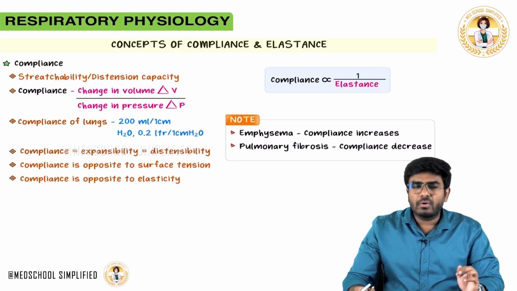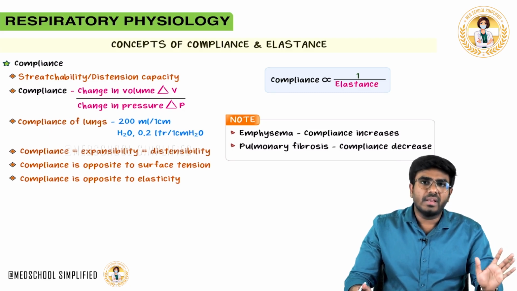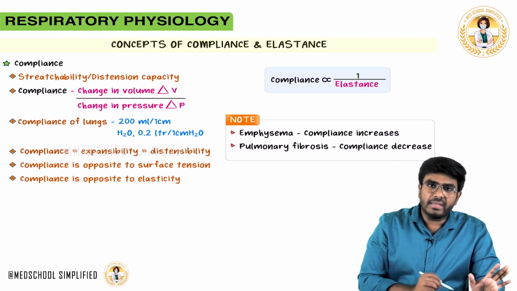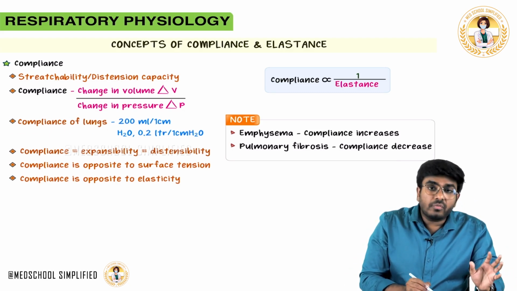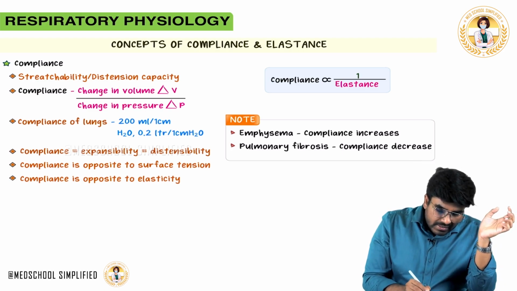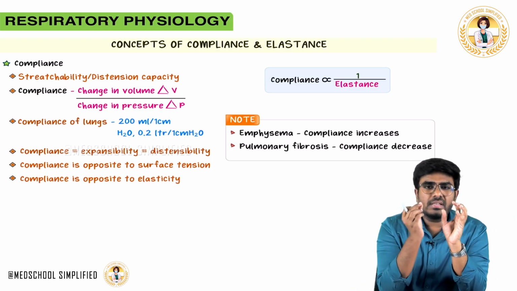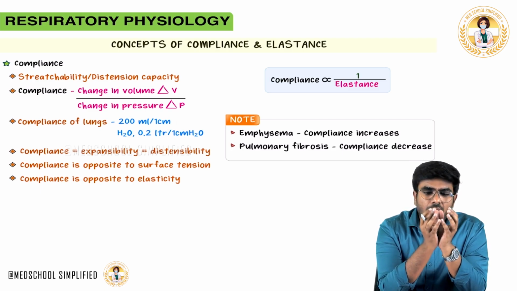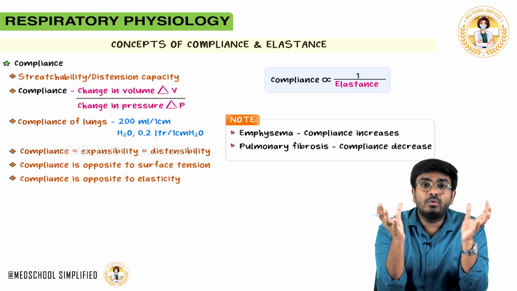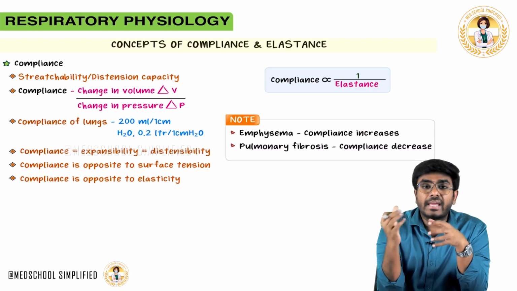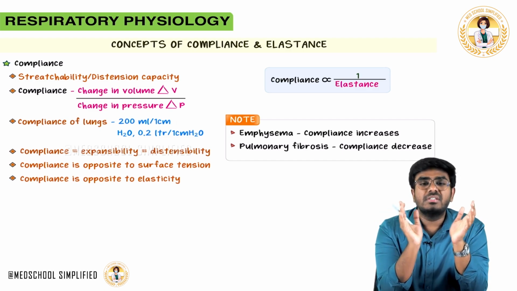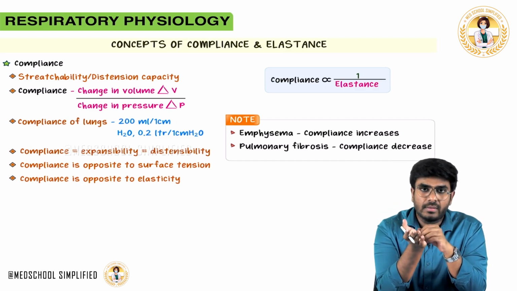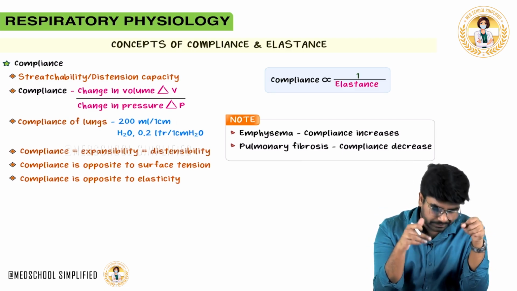And even our lungs have compliance. What is the normal compliance value of the lungs? The normal compliance of lung is, your lungs will change a volume of 200 ml for 1 centimeter of water pressure. If you give 1 centimeter of water pressure, now lungs will expand 200 ml. So, this is the normal compliance value of lung.